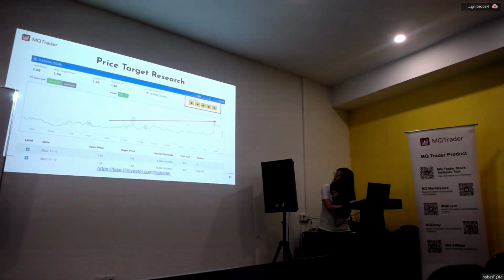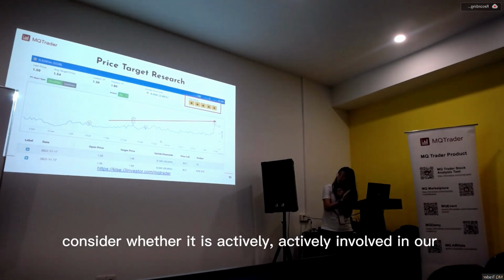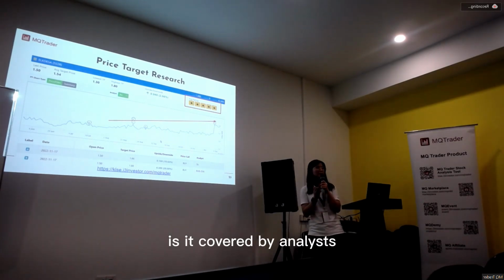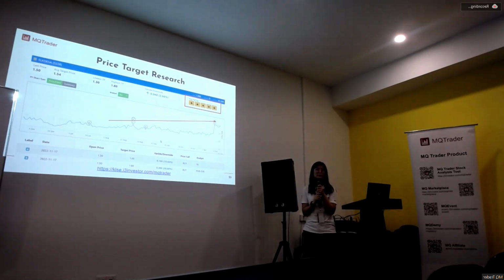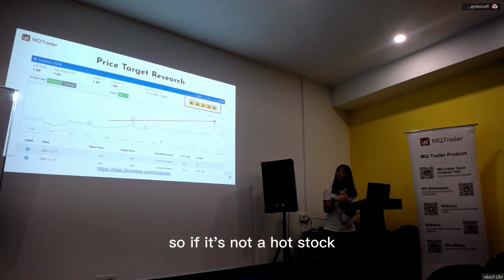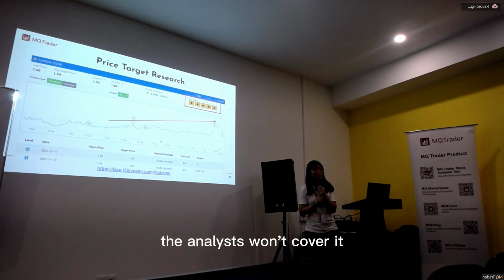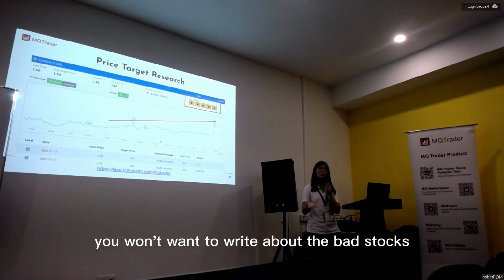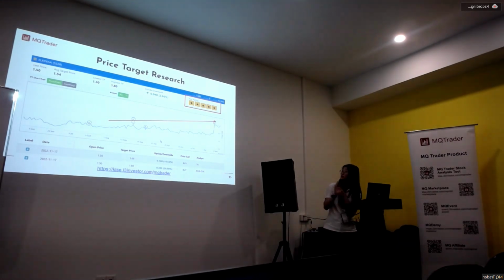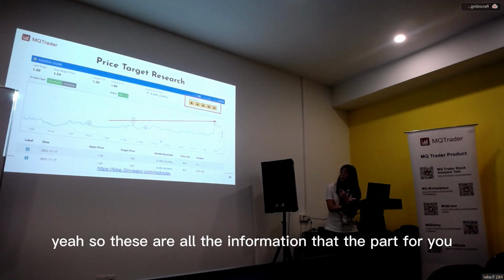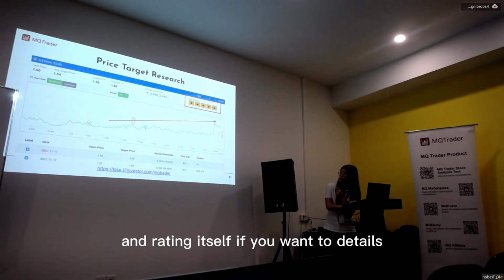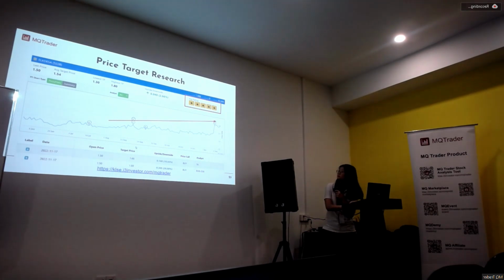To get this, you also need to consider whether it is actively covered in analyst reports. Basically, is it covered by analysts enough? If it's not a hot stock or not a good stock, most analysts won't want to write about it and publish. So these are all the information we compile for you, and you can just refer to the graph and the rating itself. If you want details, you can refer to the table.